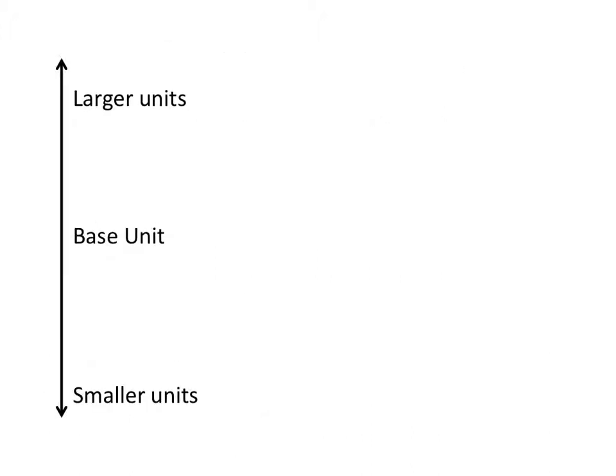In our metric or SI system, we always begin with a base unit. So for length, we begin with meters. For mass, we begin with grams. And for capacity, we begin with liters. And then we build off these base units to create larger and smaller units.